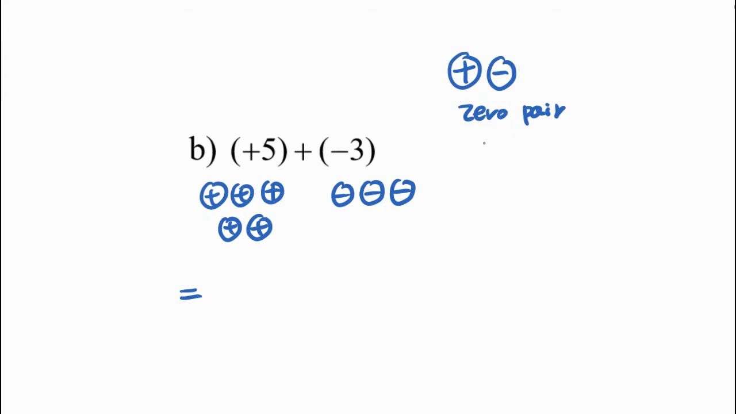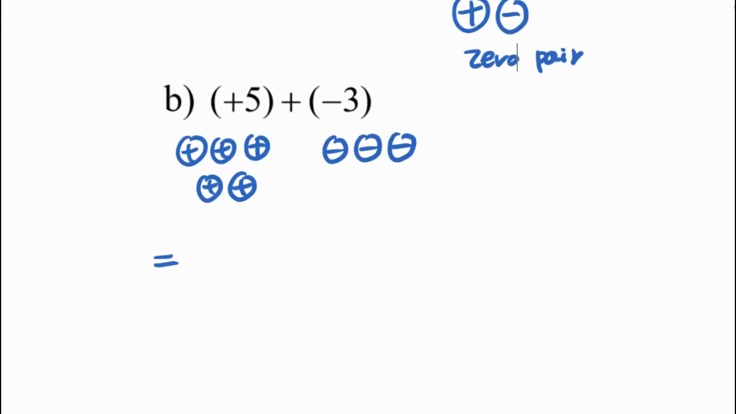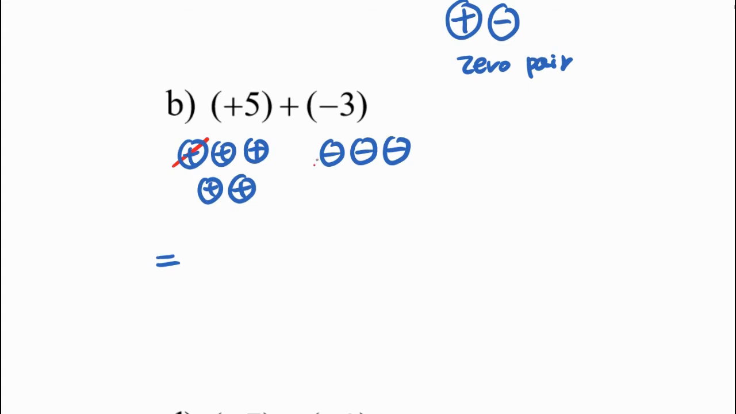Make sense? So let's cancel the integer chips. One positive, one negative becomes 0. One positive, one negative becomes 0. One positive, one negative becomes 0. So in total, how many integer chips do you have? 2 positive integer chips. The answer is +2. Or we can always omit the positive sign.